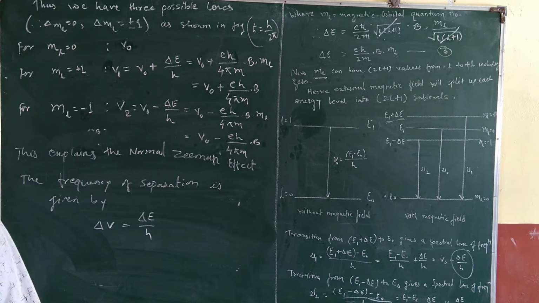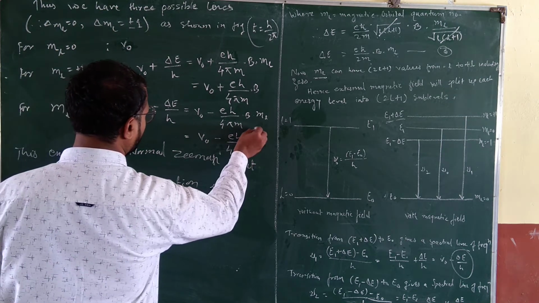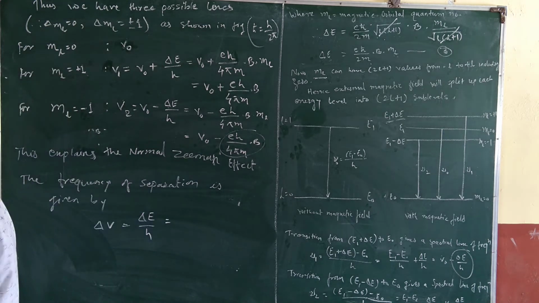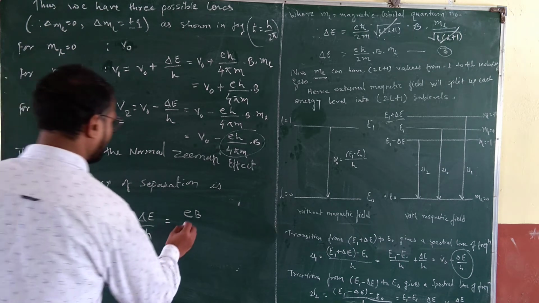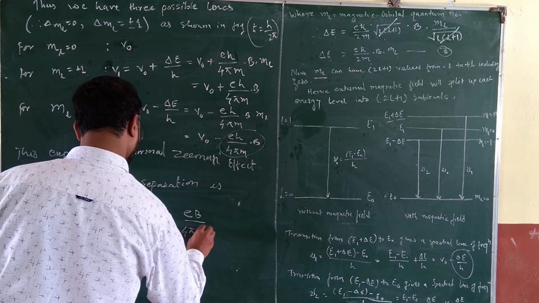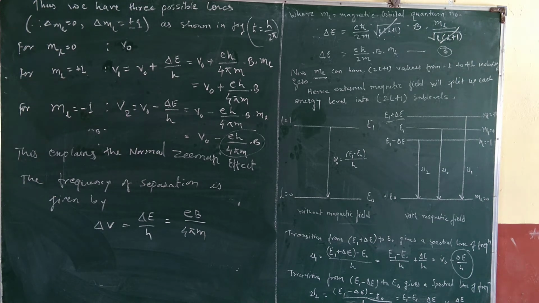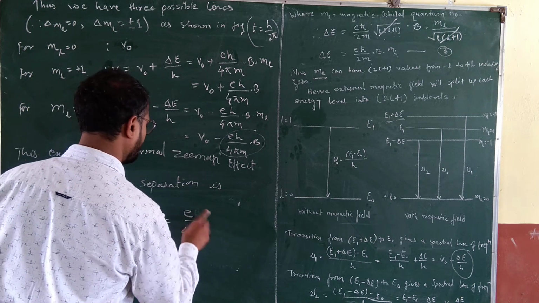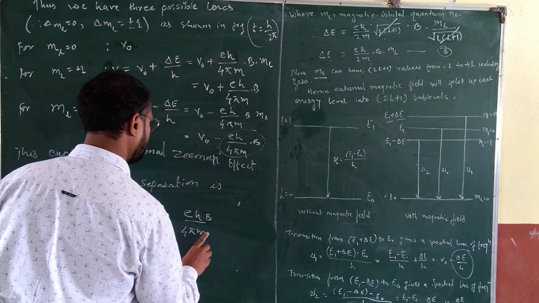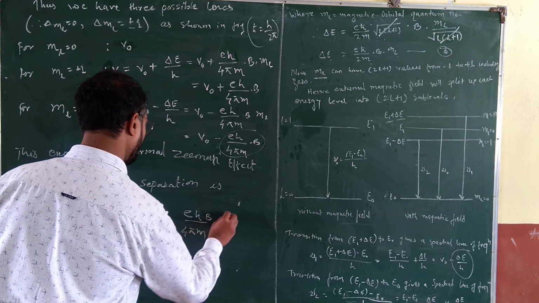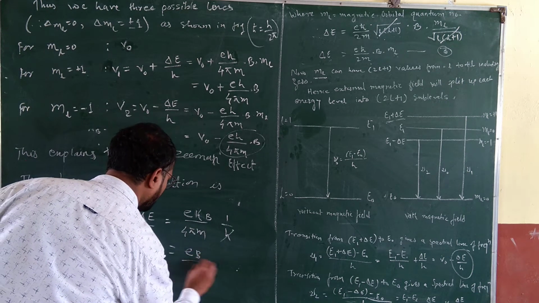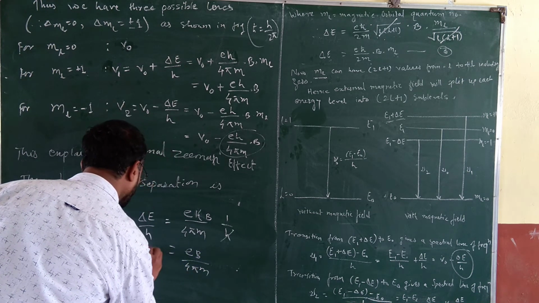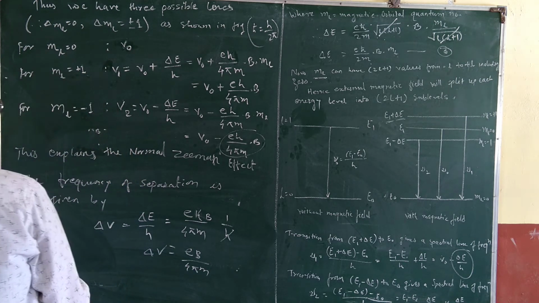And what is the value of this? That should be this. So here, eB by 4 pi m, because this factor gets cancelled out. So I can use that, it is eħB into 1 by h, so this h gets cancelled out. So we get eB upon 4 pi. This is the frequency of separation.